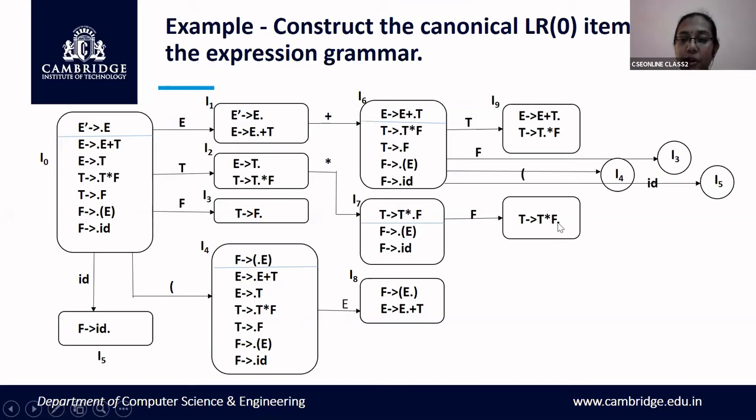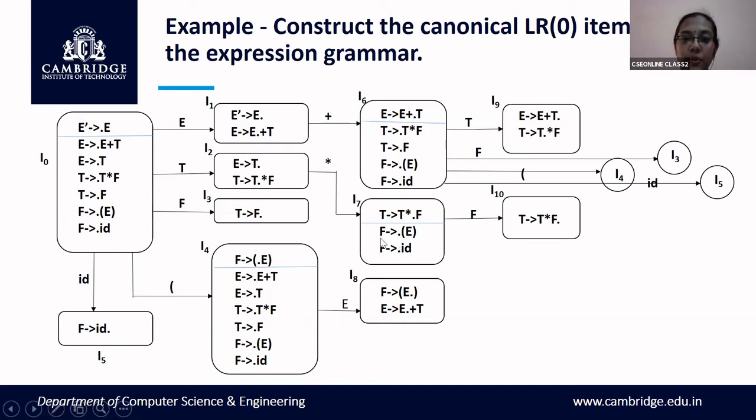Now check what is followed by dot. Dot is not followed by anything. It means that this is one of the final states. This is one of the reduction states or the final states, and dot is not followed by anything. So you need not worry about this. Name this state as I10. Okay. Next. Consider the next production.